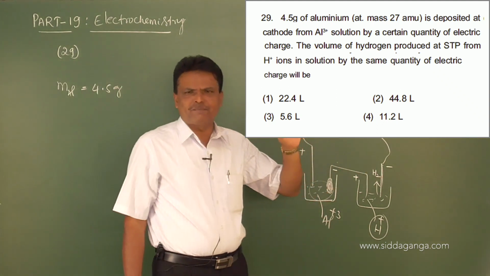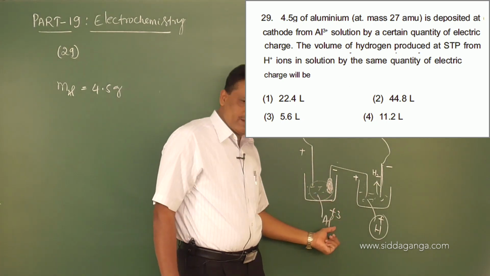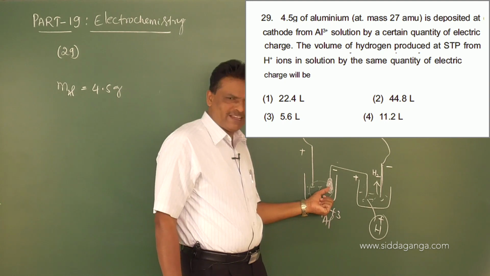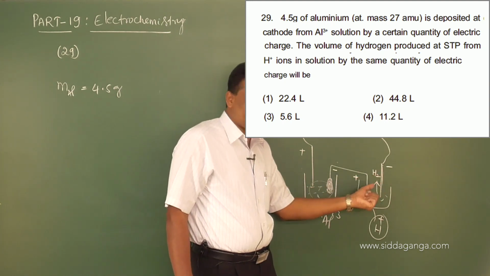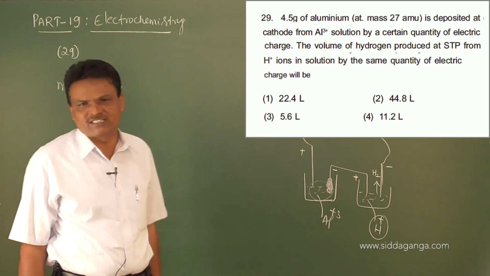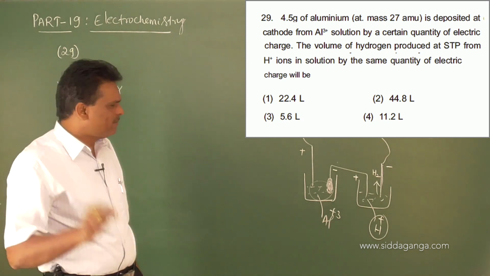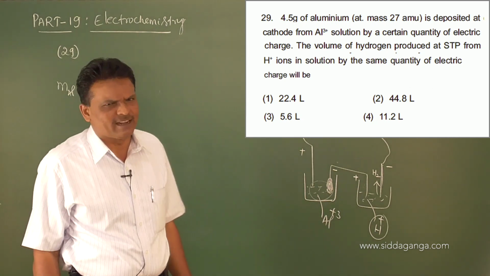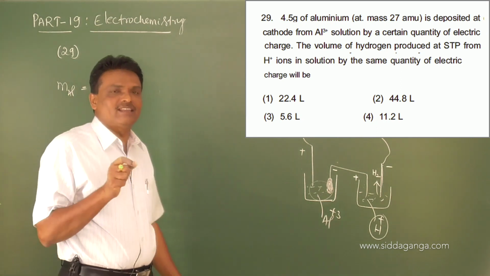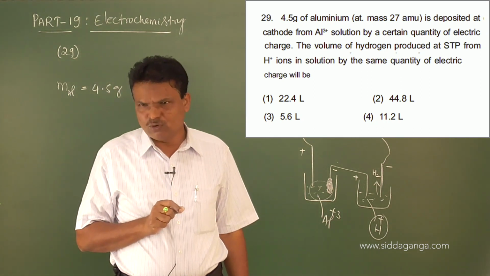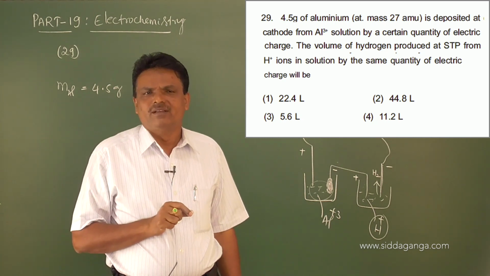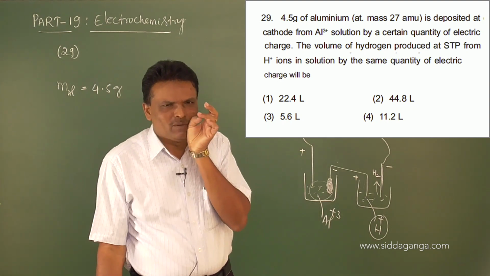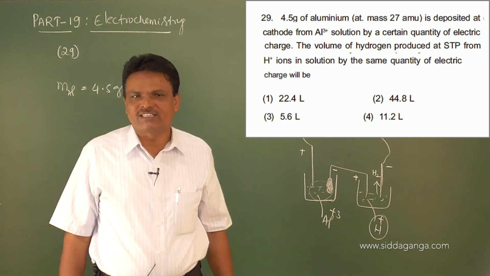If the same quantity of electric current is passed through two solutions, one containing aluminum ions and the other containing H plus ions, the mass of aluminum deposited is 4.5 gram, and we need the volume of hydrogen gas liberated in the other container, measured in liters. The options are given in liters. So Faraday's second law says that when the same quantity of electric current is passed through different electrolytic solutions, the amount of substance deposited at the respective electrodes is directly proportional to their equivalent masses.